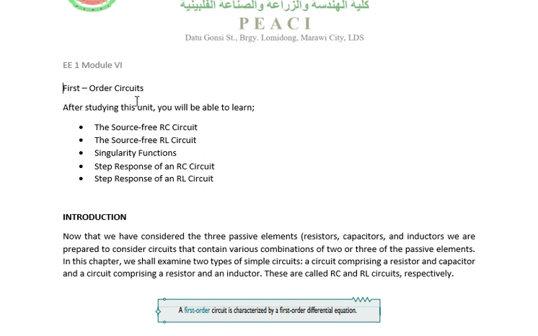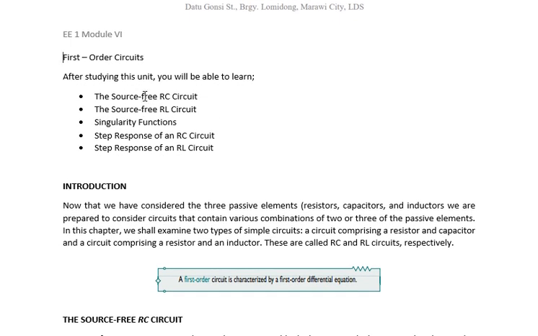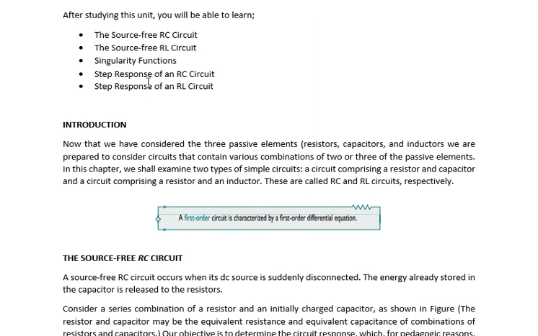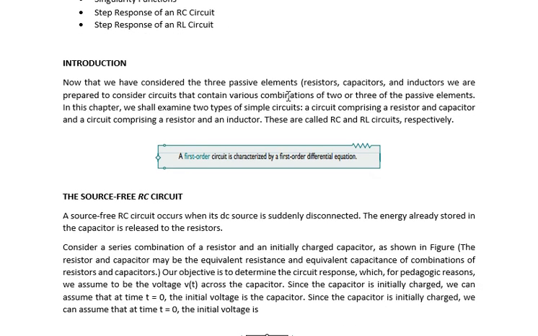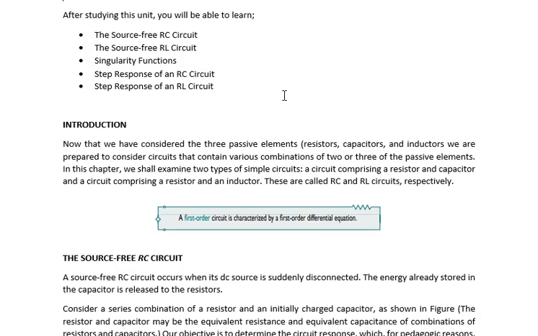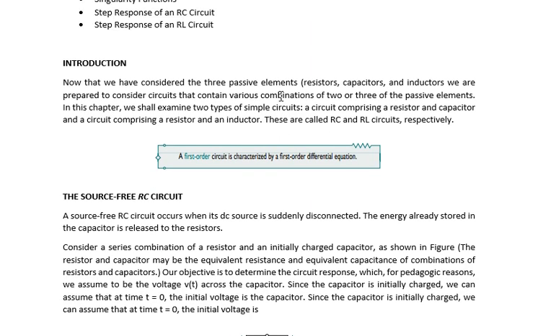Okay, so we have here the first order circuits that are included: the source free RC circuit, which is the resistance and capacitor circuit in series. The source, whether it is in series or parallel, is included there. The source free RL circuit, resistance and inductance, same with resistance and capacitance. Then the singularity function, then step response of an RC circuit, and step response of an RL circuit.